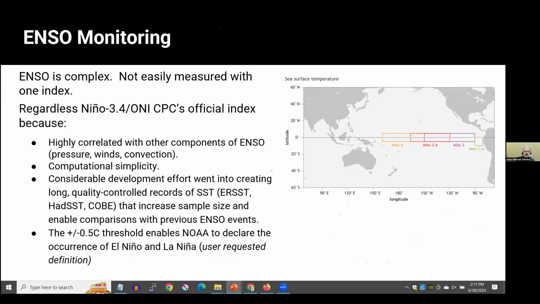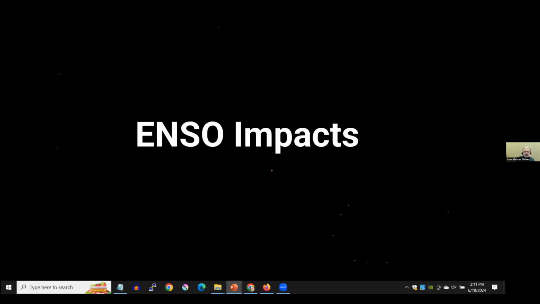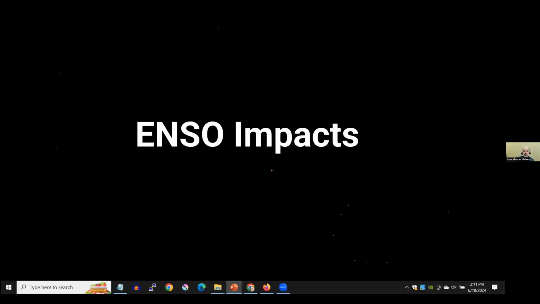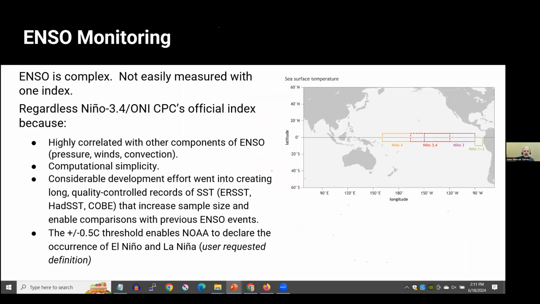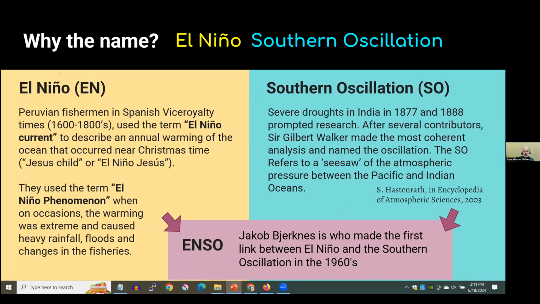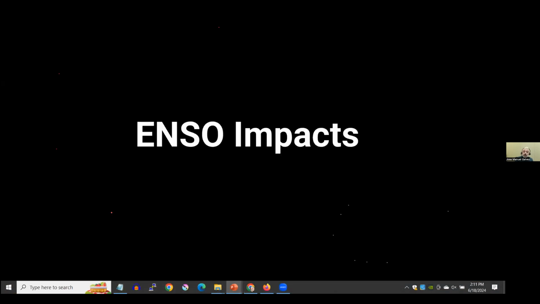We were talking about the monitoring, so we'll go back to that. Yeah, ENSO impacts, right? And I had this slide before the impacts saying, but why do we care so much about El Niño and ENSO, right? Could be El Niño and La Niña. It's because the impacts are global. As you saw before in these graphics, most of the warming occurs in the Pacific, and most of the atmospheric changes occur in the Pacific, but they are connected with other parts of the world.